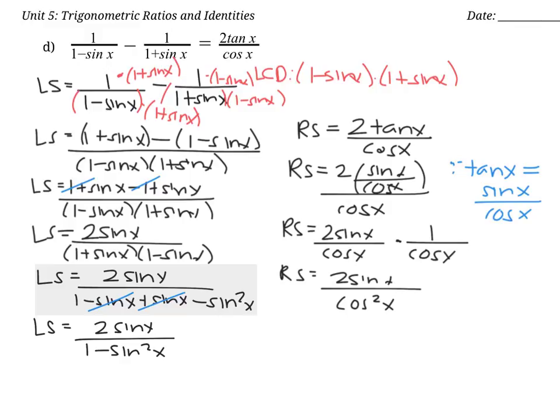So is this equivalent to cos squared x? Because if it is, then we've proven our trigonometric identity. So if we start off with the Pythagorean identity, let's do it in blue.